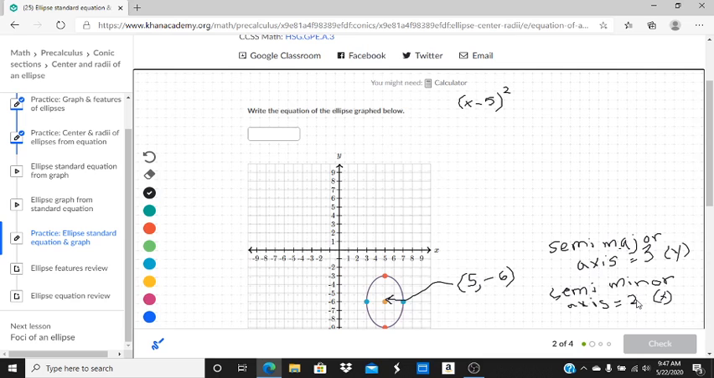over, now the semi-minor axis was on the x, so over the semi-minor axis squared, so 2 squared, plus y minus the y coordinate of the center, so subtracting a negative 6, squared over the semi-major axis squared. That's equal to 1.